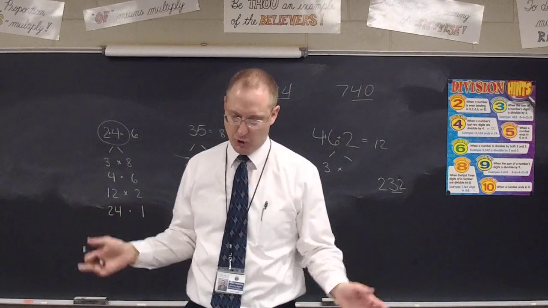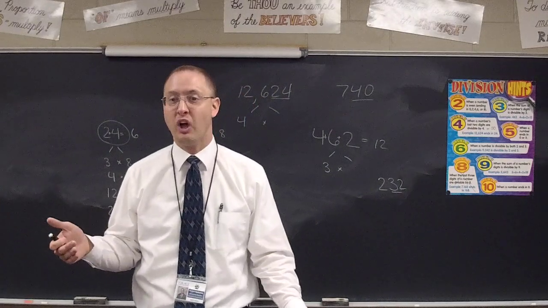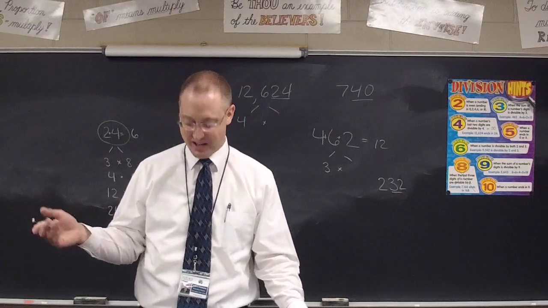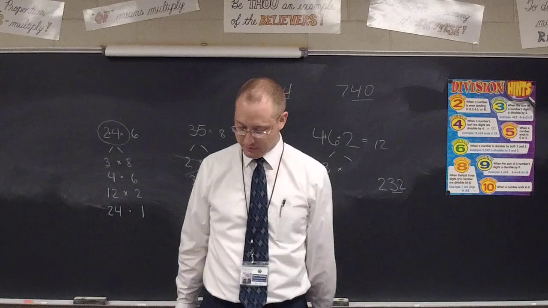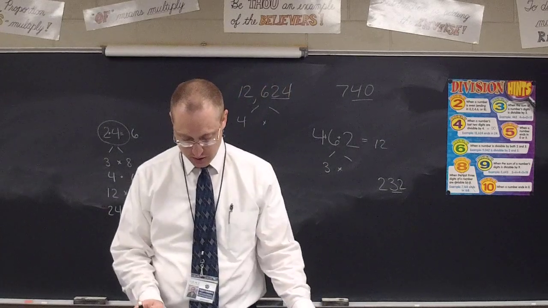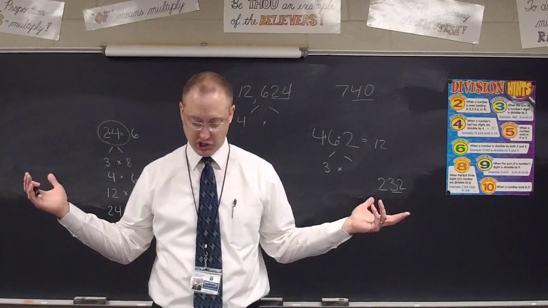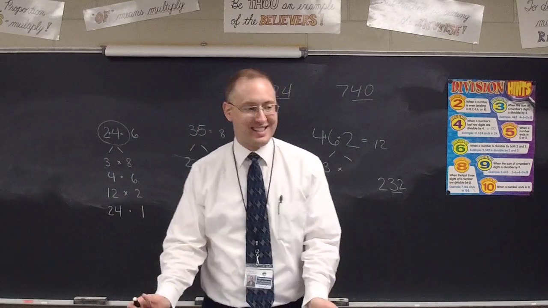Look at the rule for 5. This one's really straightforward, and you kind of already know this because when you were little, you learned to count by 5s, didn't you? What's the rule for 5, Elaine? The number ends in 0 or 5. There we go. If it ends in a 0 or a 5, you know 5 goes in. How about 6? This is interesting.